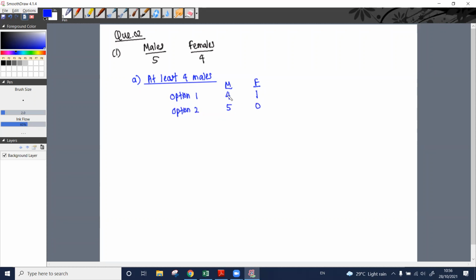0 females. So these are the two options we are having. Yes, 5 males and no females. Then how can we convert this into permutations and combinations? See here, in option number 1, what we are going to do? Out of 5 males, we are going to select 4.